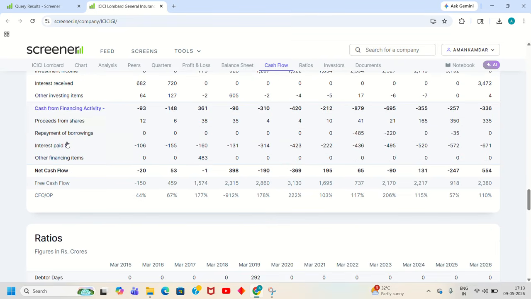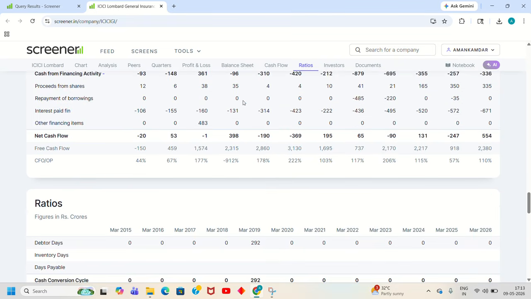Now cash flow from financing activities, as we can see, the interest paid to finance, repayment of borrowing, repayment of shares.